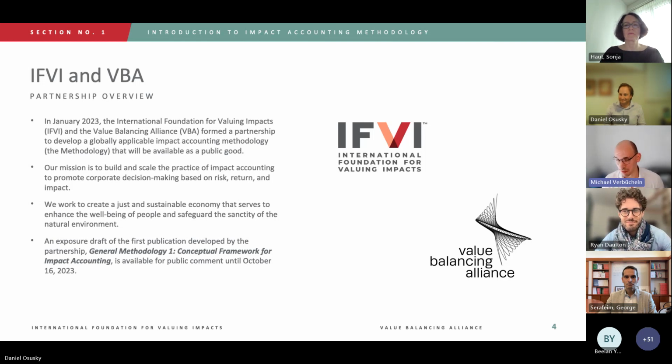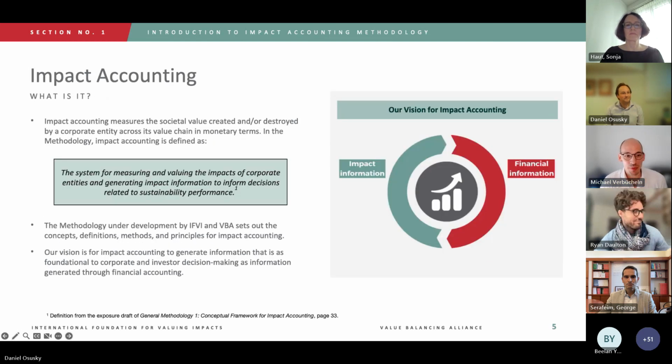And when it comes to the methodology itself, what is it actually? With impact accounting we try to measure the social value that is either created or destroyed by corporate activity, not just looking at the own operations, but across the value chain. So as we define it in the exposure draft that you can review, it is a system for measuring and valuing the impact for corporate entities and generating impact information to inform decisions related to sustainability performance.